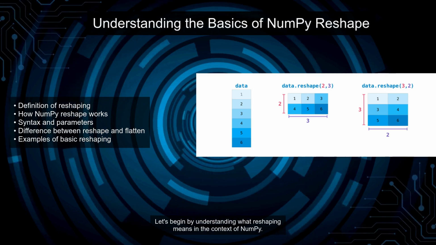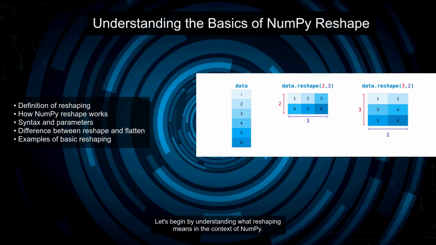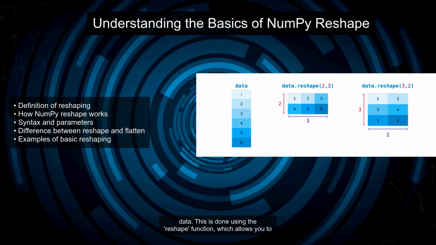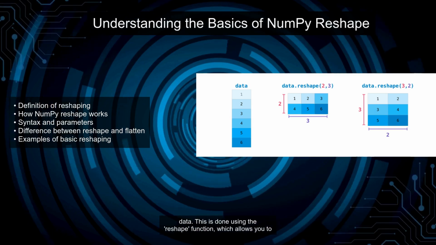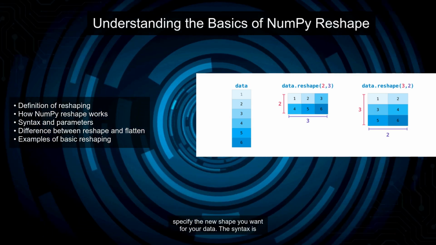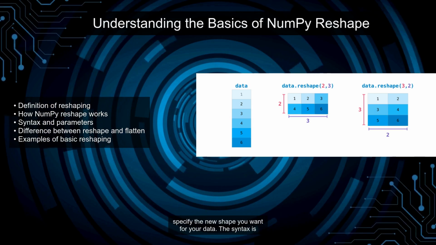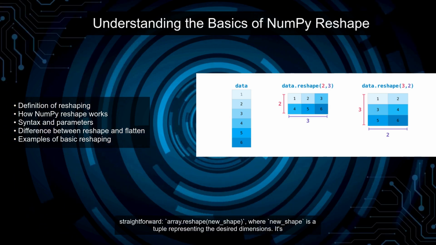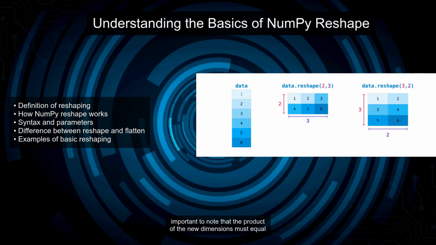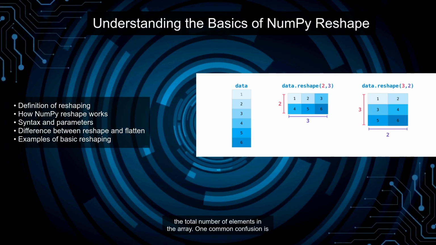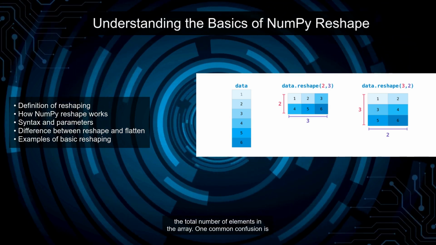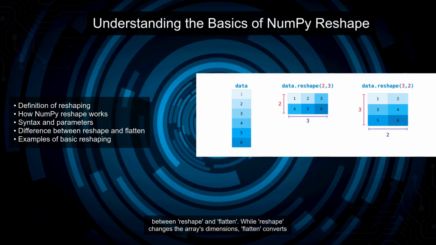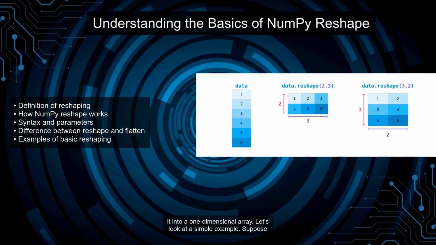Let's begin by understanding what reshaping means in the context of NumPy. Reshaping refers to changing the dimensions of an array without altering its data. This is done using the reshape function, which allows you to specify the new shape you want for your data. The syntax is straightforward: array.reshape(new_shape), where new_shape is a tuple representing the desired dimensions. It's important to note that the product of the new dimensions must equal the total number of elements in the array. One common confusion is between reshape and flatten. While reshape changes the array's dimensions, flatten converts it into a one-dimensional array.